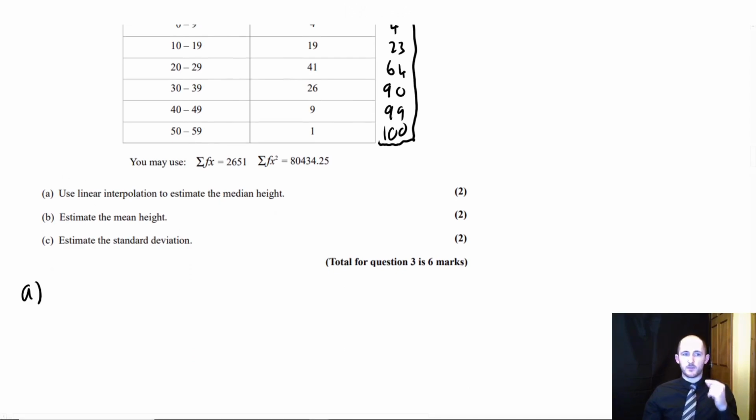Use linear interpolation, where we're going to do the exact same thing we did before. For the median, this time we do 100 over 2. We're looking for the 50th value, which we can see is in this class here, the 20 to 29 class.